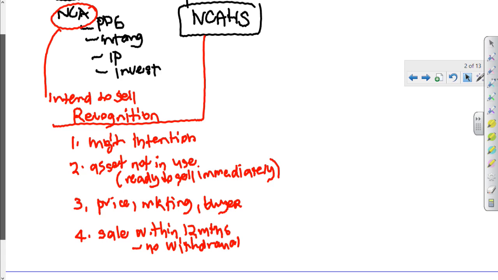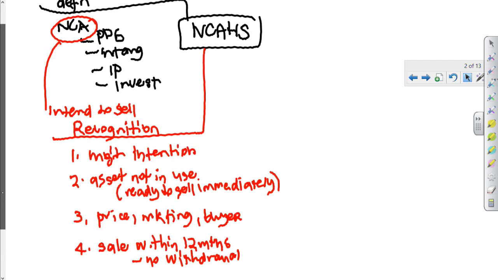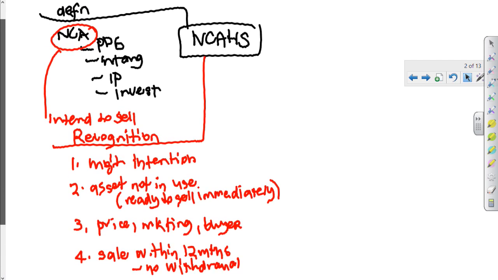So it needs to be happening within the next 12 months, and there needs to be no chance that you will withdraw your intention to sell that asset. So a non-current asset held for sale is a non-current asset, PPE, investment property, intangibles, and investments, where we have the intention to sell. How do I know I have this intention to sell? I've got to meet these criteria. These criteria are the recognition criteria.